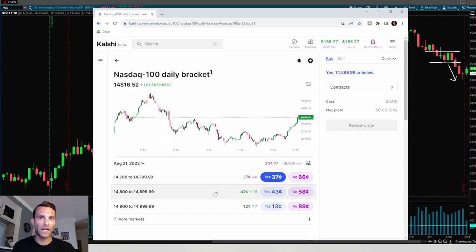So those are some great examples on how to trade breakdowns if there's weakness in the market and expecting a possible bearish move when support breaks, trading those daily contracts on the NASDAQ 100 and the S&P 500 on Kalshi.